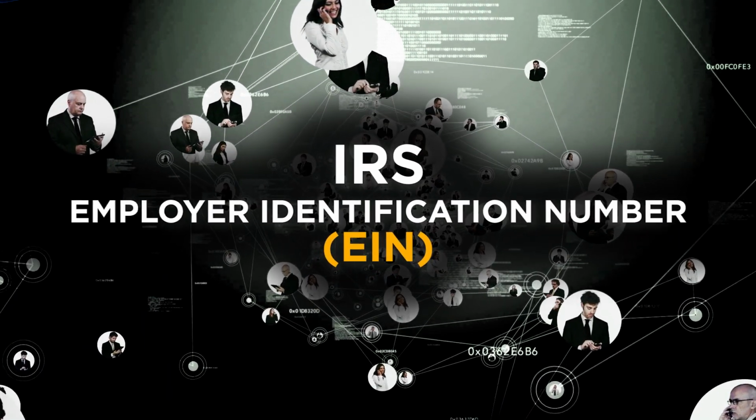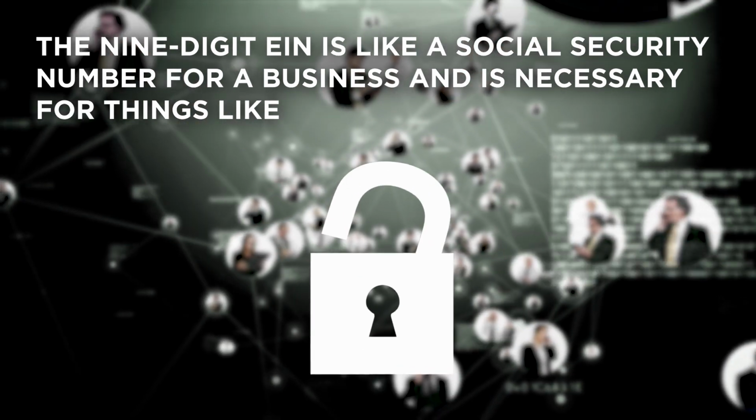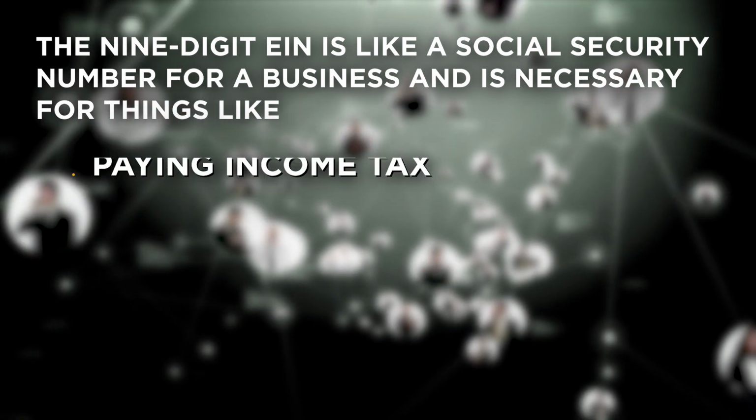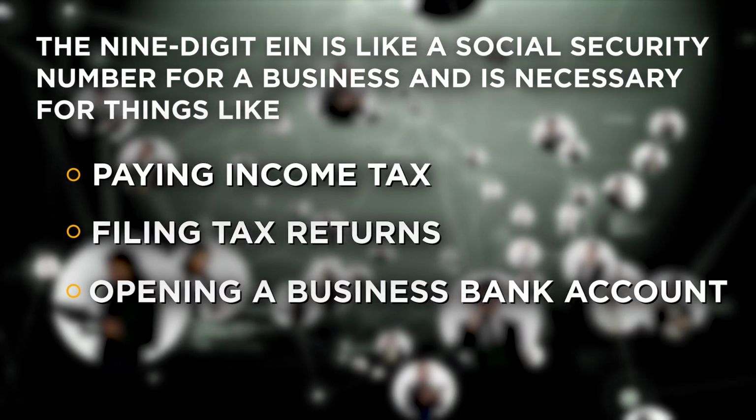Step 5. Get an EIN. Before your company can conduct business, you must get an IRS Employer Identification Number, EIN. You can apply for an EIN on the IRS website. An EIN is a 9-digit number that functions as a social security number for your business. It's required for various business functions, such as paying income tax, filing tax returns, and opening business bank accounts.